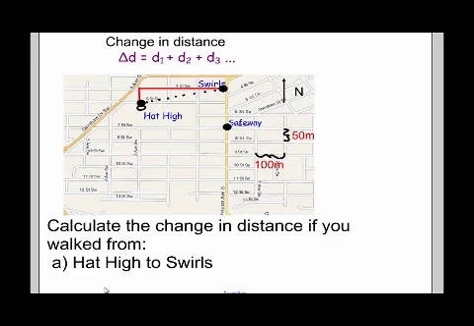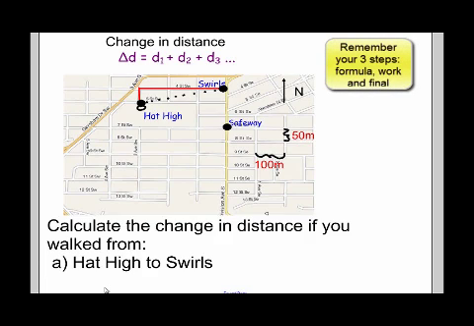So let's take a look at another example using a map. At the top of this page, you will see a formula that will allow me to calculate a change in distance. Here I see a triangle, a change in distance, up there at the top. That triangle, or delta notation, just means a change in distance is distance 1 plus distance 2 plus distance 3. At the end of that, I see this dot, dot, dot, meaning that number could keep going. I could have 4 distances, 5, 6, 7. It doesn't really matter. I'm just going to add them all up.